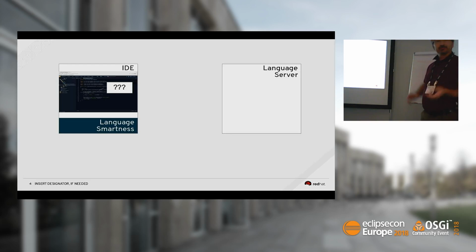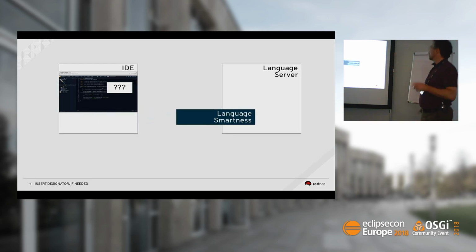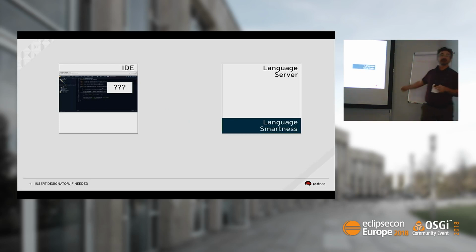So what to do? First thing is, let's make a process, call it language server, and put the whole language smartness on the other side. Because you have a boundary now between the two, you can share the different language servers between IDEs, and you have a mix and match approach, so it becomes an M plus N problem instead of an M times N. And you talk a standard protocol between the two.